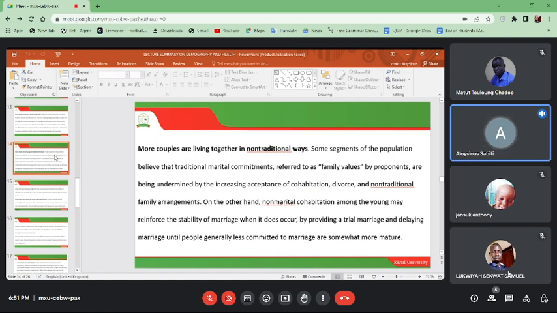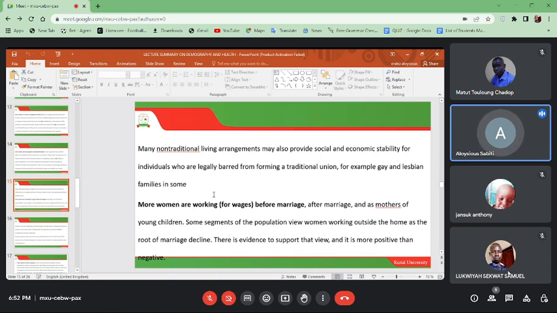On the other hand, non marital cohabitation among the young may reinforce the stability of marriage when it does occur. So we're also trying to look at the other hand as an advantage, that maybe if couples cohabit, it is going to greatly stabilize marriages. It is trying to provide room for a trial marriage, and it's trying to delay marriage until people are less committed to marriage. So we're also looking at cohabitation as an advantage, but nevertheless, we're saying that it delays family values.